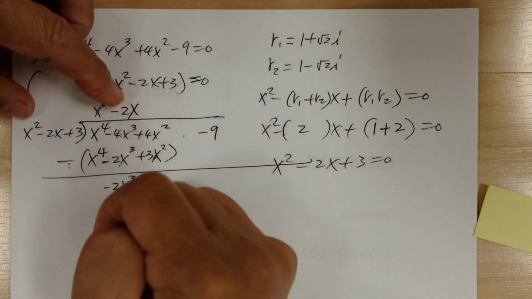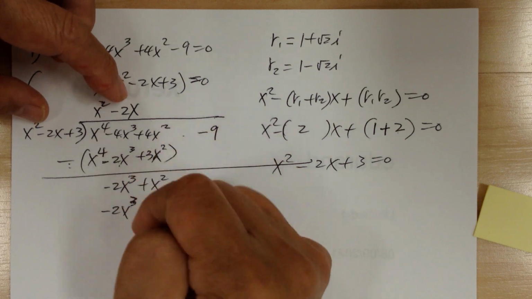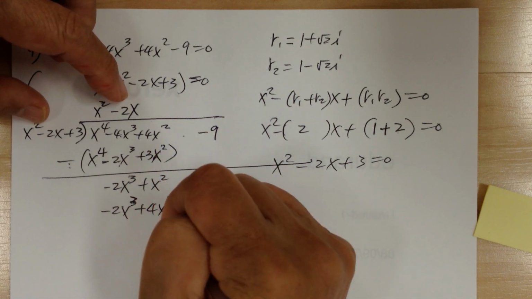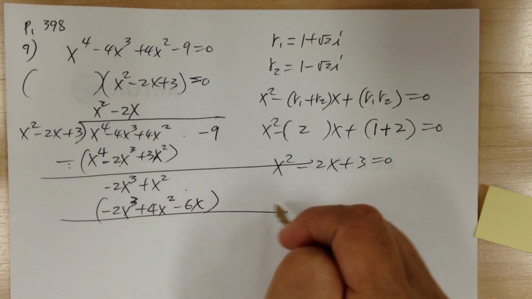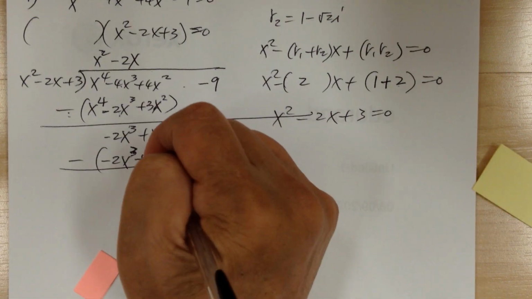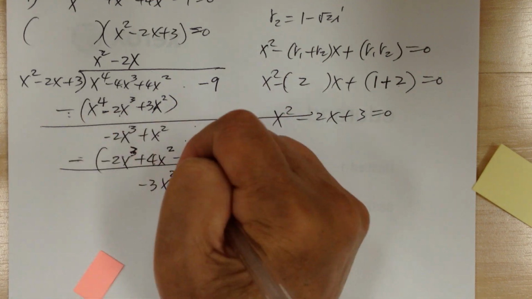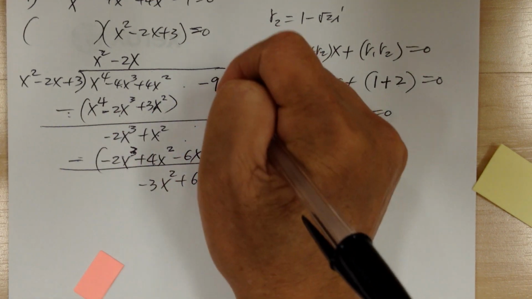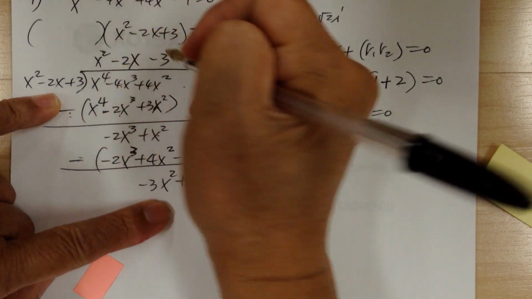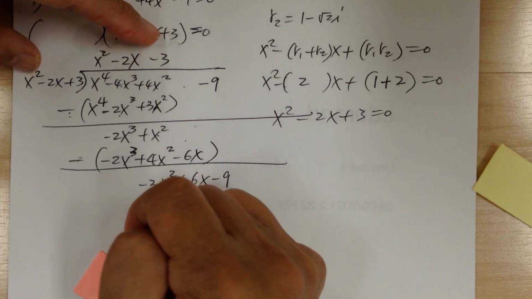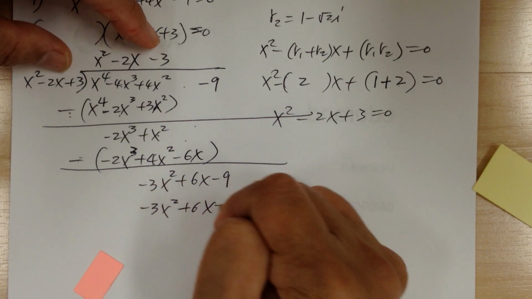Okay, so that's going to multiply. So you got minus 2x to the 3, plus 4x squared minus 6x. Put parentheses around it. Subtract. So 1 minus 4 will give you negative 3. 0 minus negative 6 will give you plus 6x. You drop the next one. Okay, and this one should be a minus 3. And so when you multiply, you got negative 3x squared plus 6x minus 9.